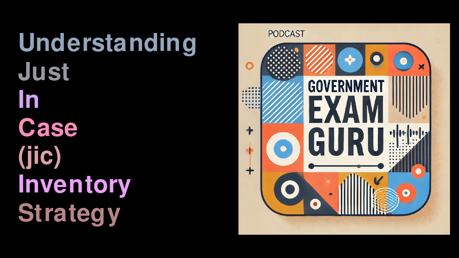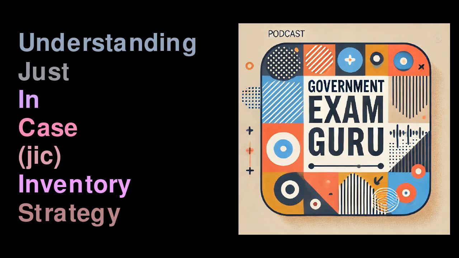Key principles of JIC. Maintaining large inventories. JIC involves keeping a substantial stock of goods on hand, even when demand is not guaranteed. This is particularly crucial for businesses dealing with highly volatile markets. Demand uncertainty. JIC is particularly beneficial for companies that struggle with demand forecasting or experience sudden spikes in customer orders that are difficult to predict.